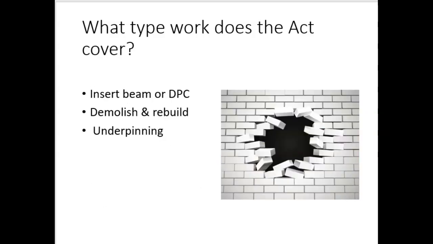So if you're dealing with an existing boundary wall, an existing party wall between two buildings, if you want to insert a beam or a DPC, or even at roof level, you want to insert a lead flashing, if you want to demolish and rebuild part of the wall, or if you want to underpin any part of the wall, then it comes under the Act. So it's anything that might cause structural damage or damage the adjoining owner's property by you working on that wall.